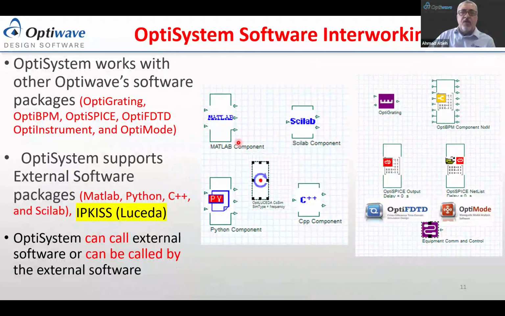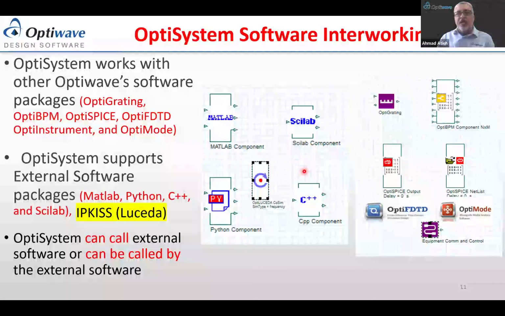Also, OptiSystem can work with external software like MATLAB, Python, C++, Scilab. So you can call OptiSystem from this software. So you can use your own code in Python or MATLAB, and then you call OptiSystem to do some functionality and then get the data from OptiSystem and continue in MATLAB or Python. Or you can do the opposite.